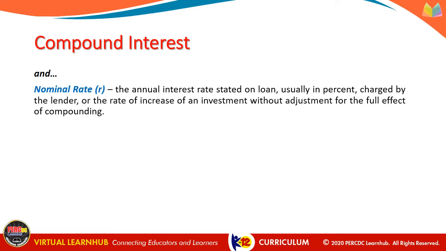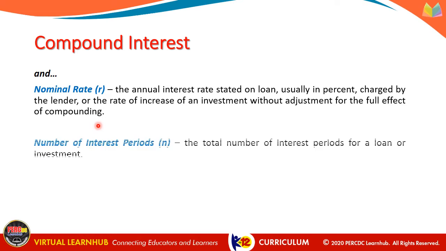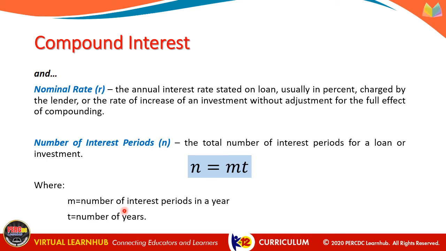And we also note that nominal rate r is the annual interest rate stated on loan, usually in percent, charged by the lender, or the rate of increase of an investment without adjustment for the full effect of compounding. Okay? And number of interest periods n is the total number of interest periods for a loan or investment. That is simply n is equal to m times t, where m is the number of interest periods in a year, depending on the mode of interest: if it is quarterly, 4, or monthly, 12, semi-annually, 2, or annually, just 1, and t is the number of years. n is equal to m times t.